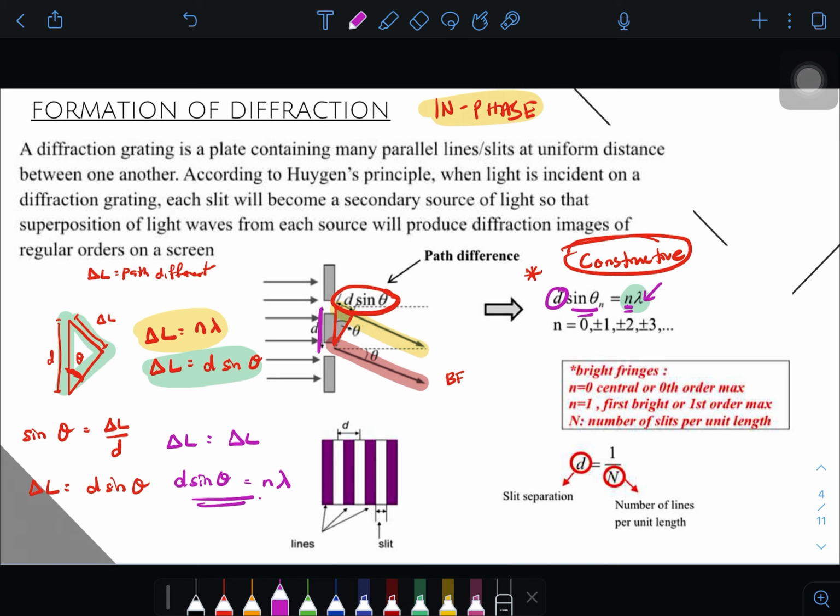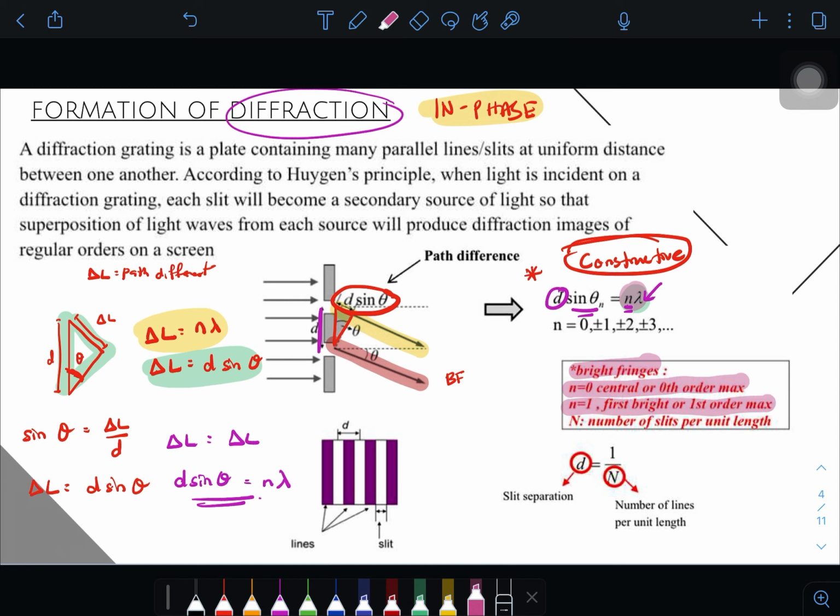So untuk diffraction grating, it's very simple one. Dan ini you tak perlu pening, you ambil sahaja nilai yang dia bagi. So kalau dia kata first order, kamu terus ambil N sebagai satu. So bright fringes, N equals to 0 central or 0 order maximum. N equals to 1 first order maximum.